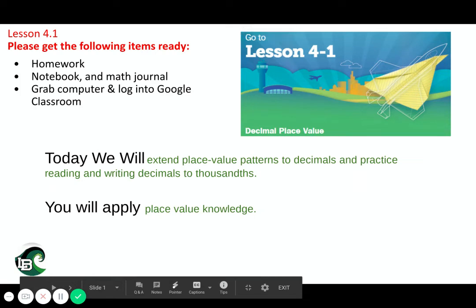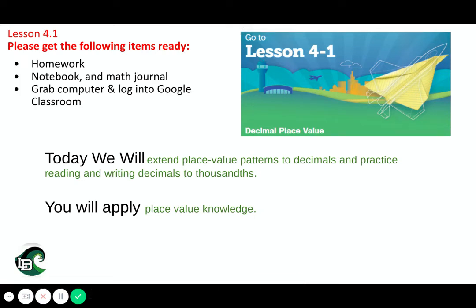Today we're going to be going over lesson 4.1, and the lesson is going to be speaking about decimal place value. It's a review lesson from earlier in the year, if you might remember, but we've chosen to go over it again because the skills in this lesson are extremely important as you move on into middle school and high school math. So let's get started.